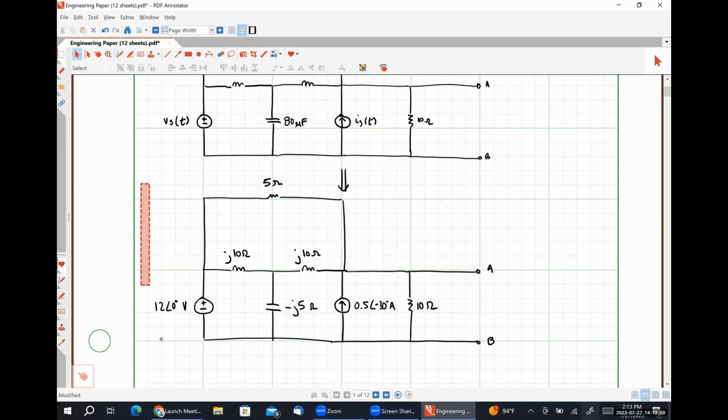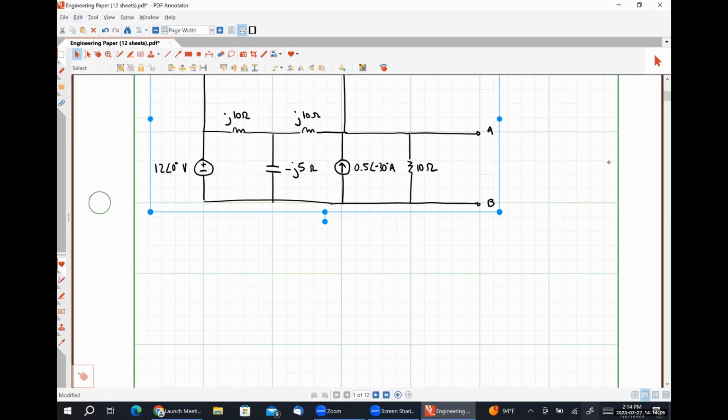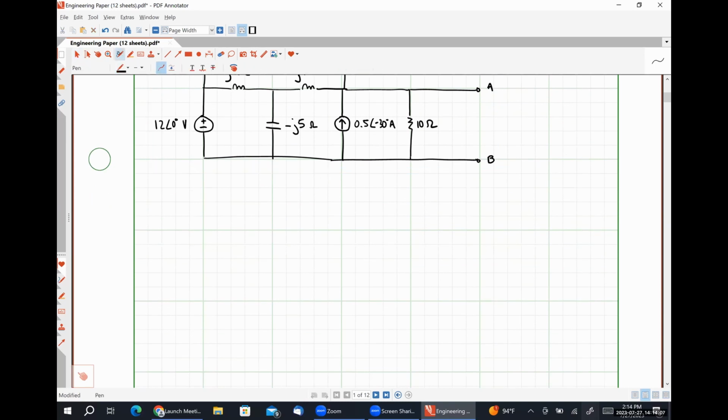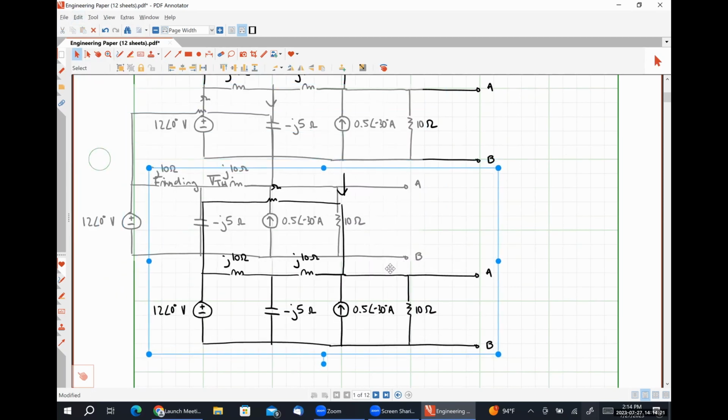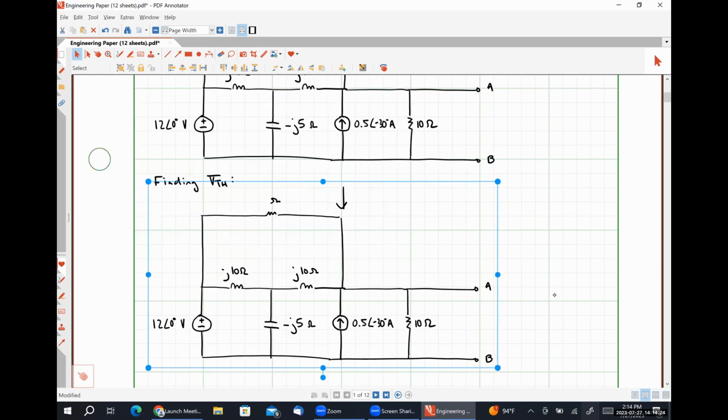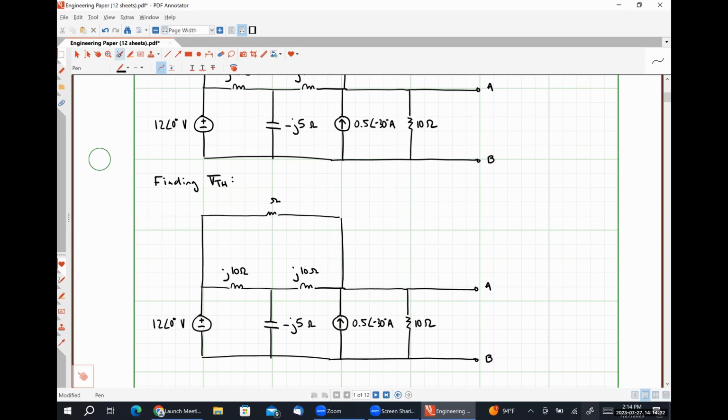All right, so I'm just going to make a copy of this really quickly so that we can play around with it, as it were. So finding our Thevenin voltage. The rules have not remotely changed, even though we're working in the frequency domain. What I mean by that is that the Thevenin voltage in the frequency domain is still just the open circuit voltage across our terminals of interest. So our Thevenin voltage would be found here.